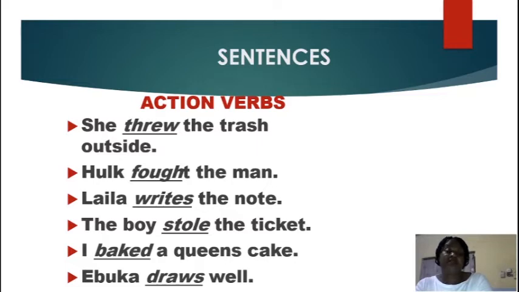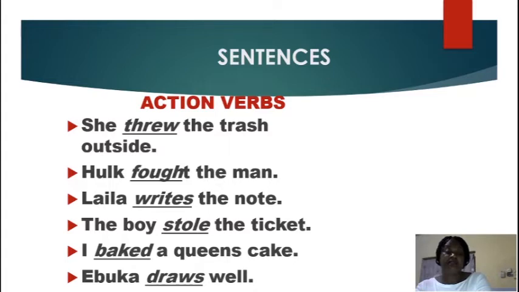Let's look at the next sentence. Hawk fought the man. Fought is a verb. These are actions that we exercise physically. Yes, if Hawk fights, you and I see that Hawk fights. Now the second sentence is Leila writes the notes.